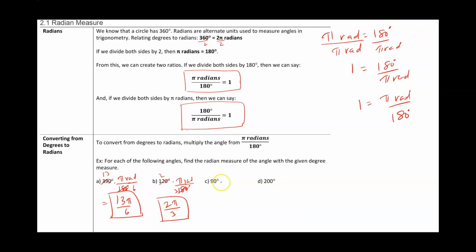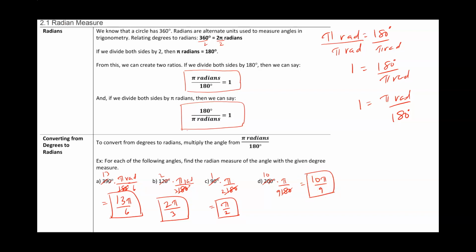Okay, next one we have 90 degrees. We're going to multiply by pi over 180. So 90 goes into itself once, it goes into 180 twice. So 90 degrees is equivalent to pi over 2 radians. And then lastly, we have 200 degrees. So we're going to multiply this by pi over 180. The zeros cancel. 2 goes into 20 10 times. 2 goes into 18 9 times. So this will be 10 pi over 9 radians.